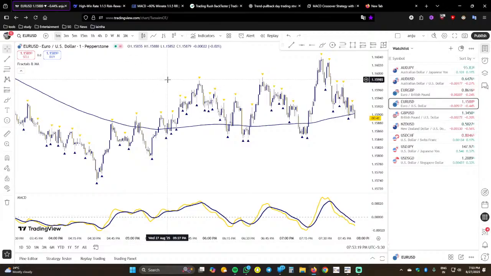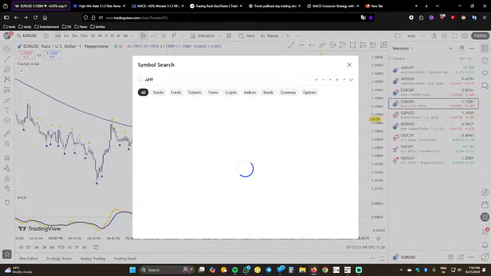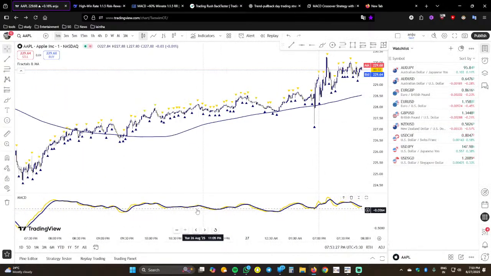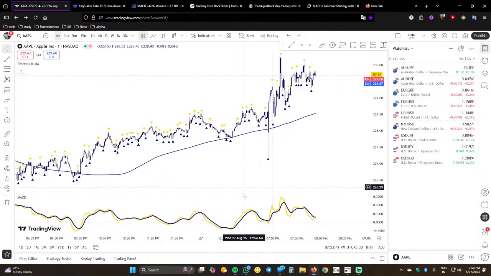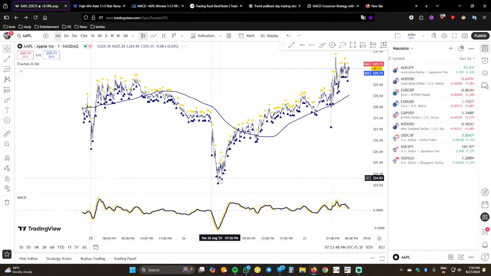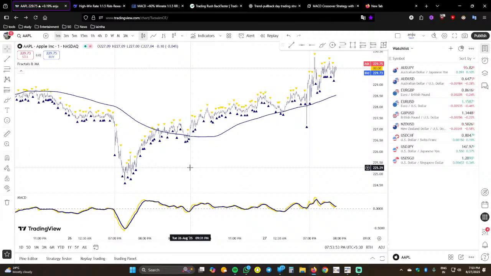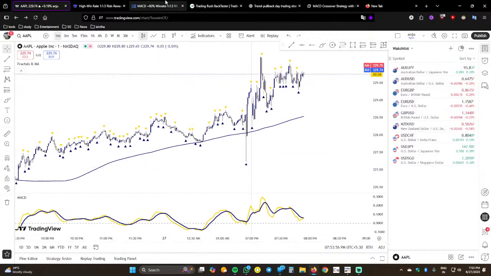different other currency pairs. For example, let's take Apple. Apple gave us a crossover right here, just after the price crossed the 200 period moving average, and it gave us one more crossover right here, just when a new trend was about to begin. So if you are looking at this right now, it seems to be working on stocks as well.